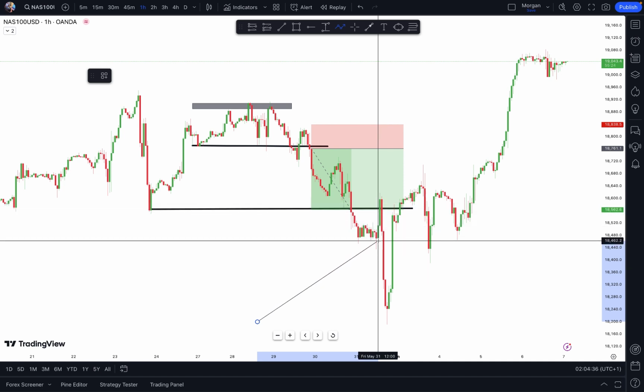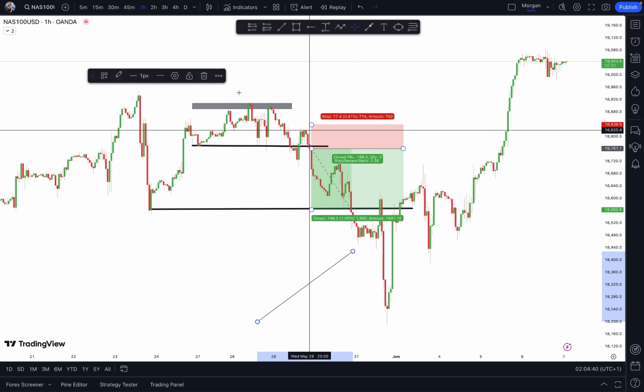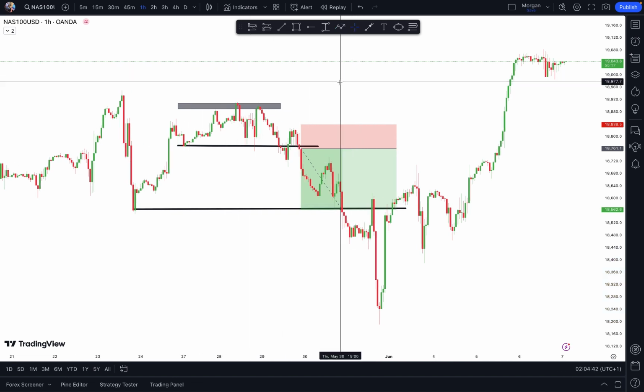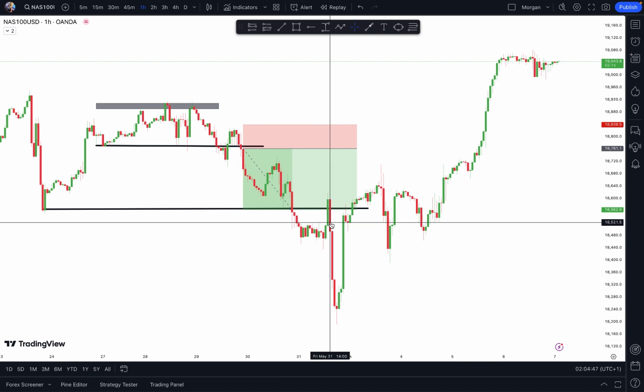Price looked like it was trying to sell, right? And that was exactly what we kept on playing with. That was exactly how we kept on trading the market.